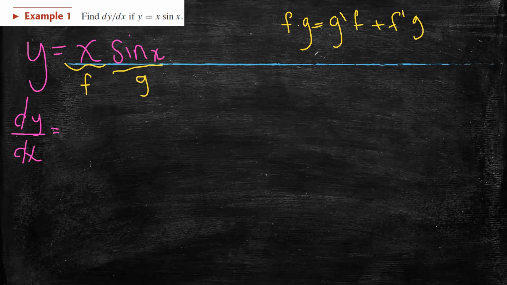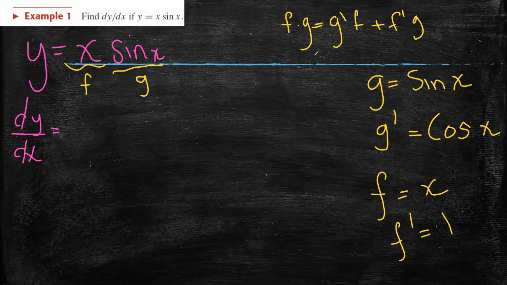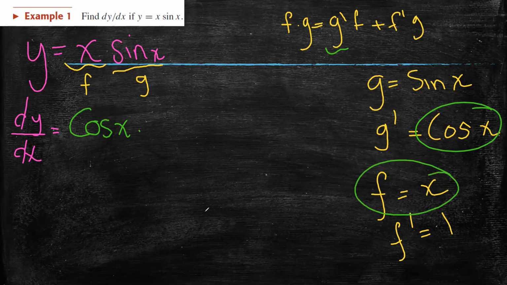Now, g prime, and we said that g is sine x. So what will be g prime? What is the derivation of sine? Cosine. And we say that f is x. So what will be f prime? 1. Yes, then dy over dx is g prime, where's g prime? It is cosine, times f, where's f? It is x.